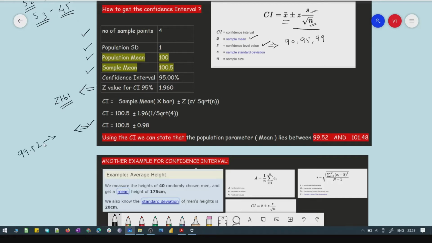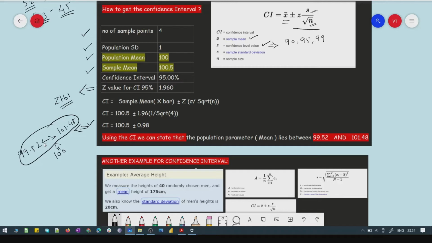99.52 till 101.48. So this is giving you a range. And if you look at this range, the population mean of 100 definitely lies in this range. Which means that whatever information you inferred about the population mean using the sample is going to lie in this particular range of 99.52 to 101.48. So this is what the confidence interval is.